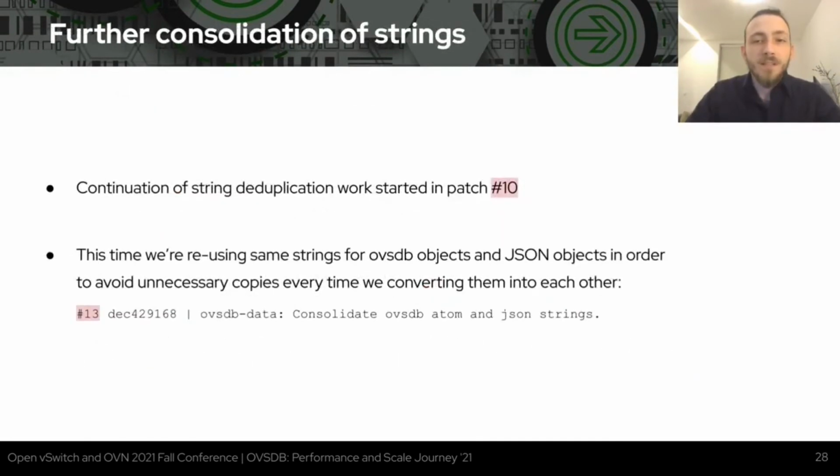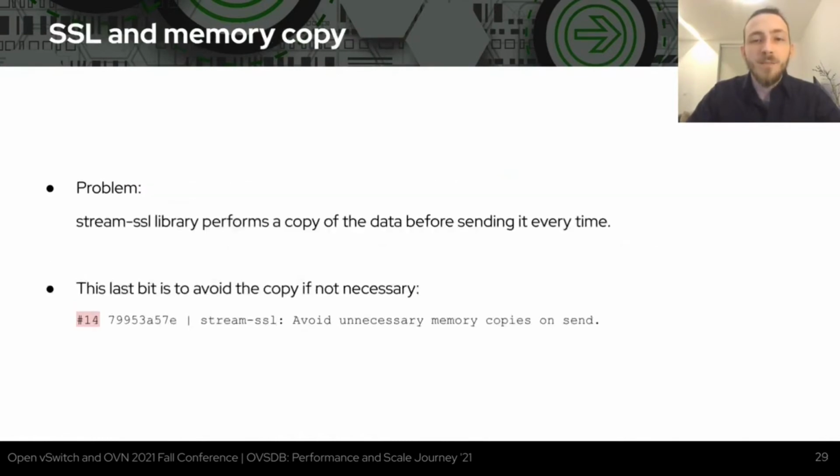The next is a continuation of the string deduplication work started in patch number 10. This time we are trying to consolidate the OVSDB string object with JSON strings. This way we'll not need to convert them back and forth and also might save some memory. Number 13 does that by simply reusing the same JSON string structure for OVSDB objects. And the last small patch is to avoid extra unnecessary memory copies while sending data over SSL connection.